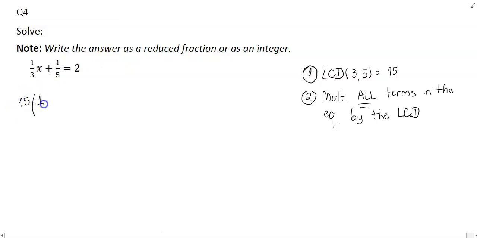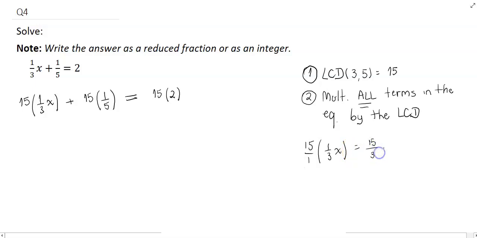So 15 multiplied by 1/3 of x plus 15 multiplied by 1/5 equal 15 multiplied by 2. I'm going to solve here on this side. What is 15 times 1/3 of x? When I have a whole number, the denominator is always 1. If it is, multiply numerators and denominators. 15 divided by 3, 5. So the result here is 5x.